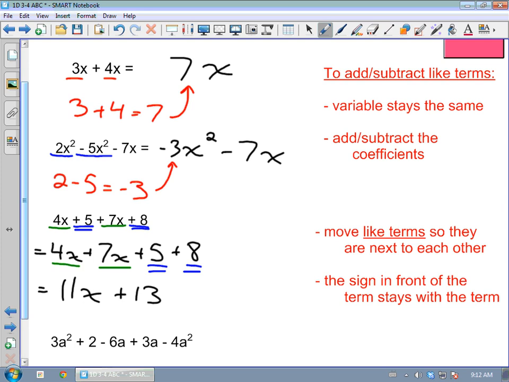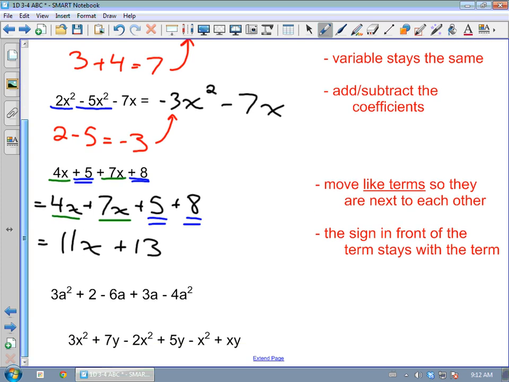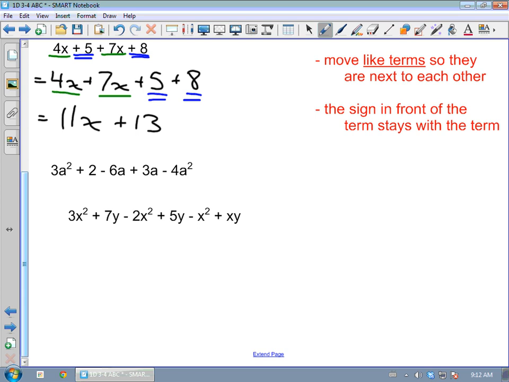Can I, Liam? Why not? Because they are not like terms, and we only add like terms. Excellent. Okay.